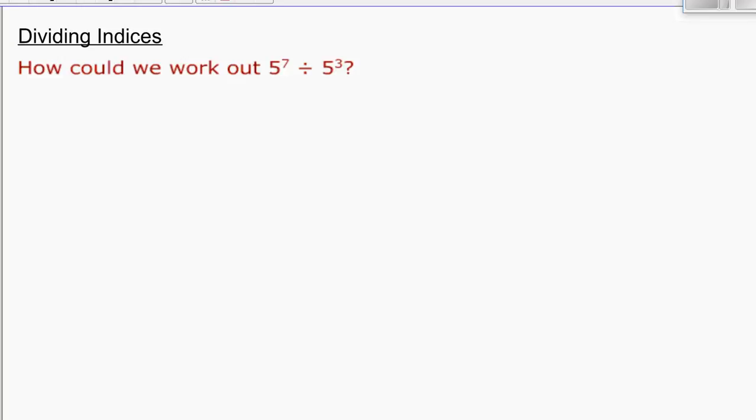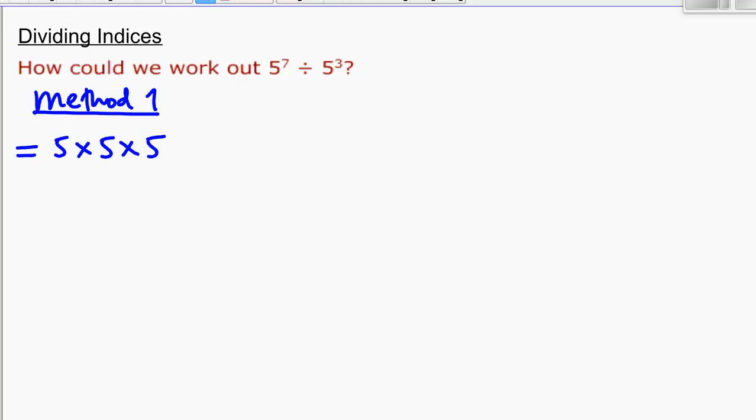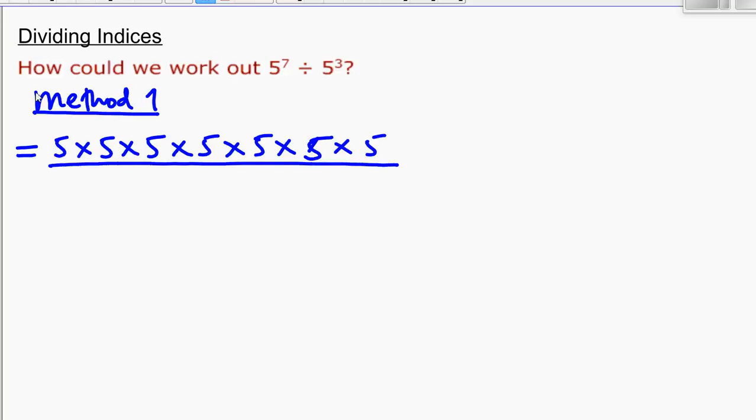How can we work out 5 to the power 7 divided by 5 to the power 3? I can work that out using the long way, so I'll call that method 1. That will be 5 multiplied by 5, multiplied by 5, multiplied by 5, multiplied by 5, multiplied by 5, 1, 2, 3, 4, 5, 6, 7, over 5 multiplied by 5 multiplied by 5.